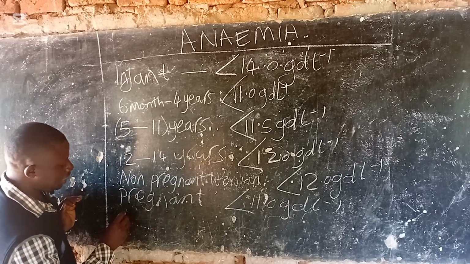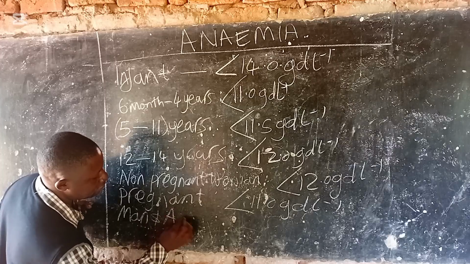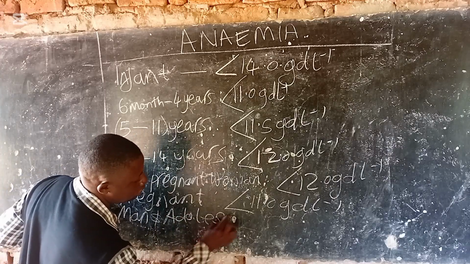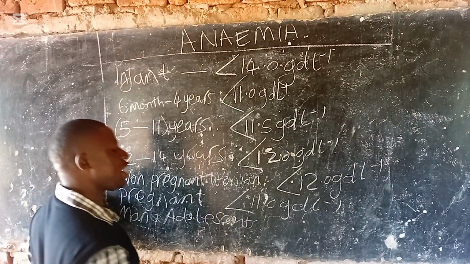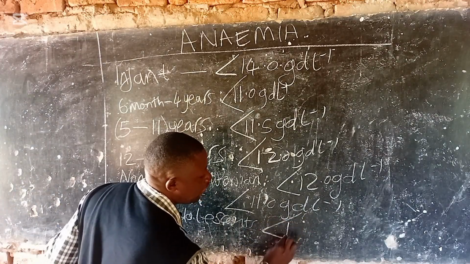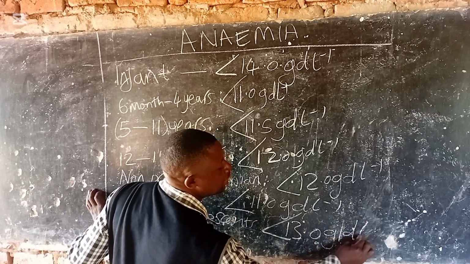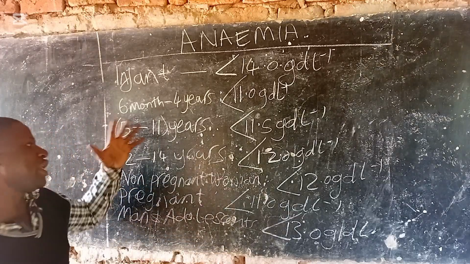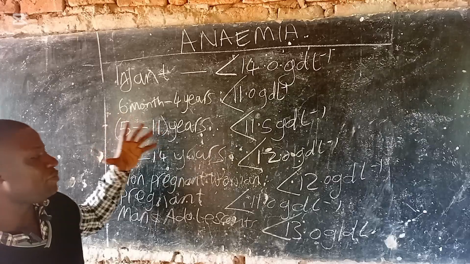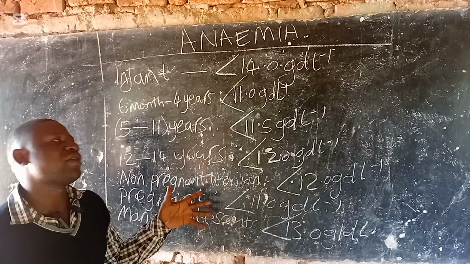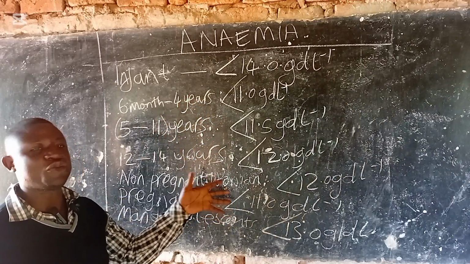Then a mature man and the adolescents. These ones are considered to be anemic if the HB is below 13.0 grams per deciliter. So for these respective ages, HB must be as stipulated here. It must not be less than these figures as stipulated here.